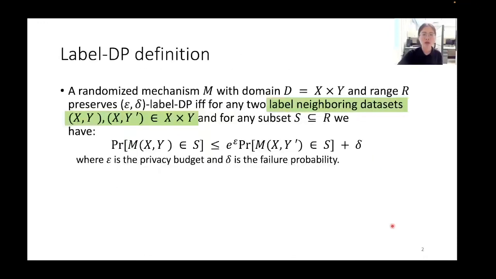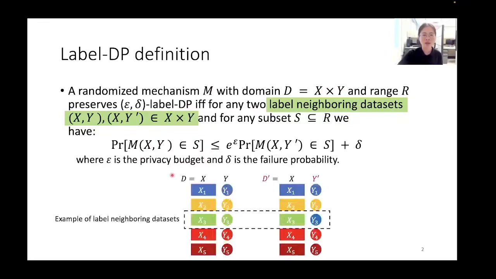First, let me introduce the definition of label differential privacy. We call a randomized mechanism M with domain D, which includes feature set X and label set Y, to preserve epsilon delta label DP if the probability of outputs for any two label-neighboring datasets are similar. Here is an example of the label-neighboring datasets, where we can see that the feature sets are all the same, while there is one label, Y3, that differs in the label set.